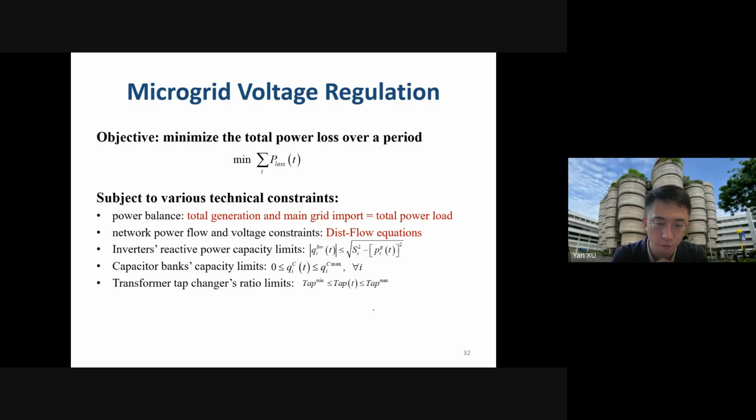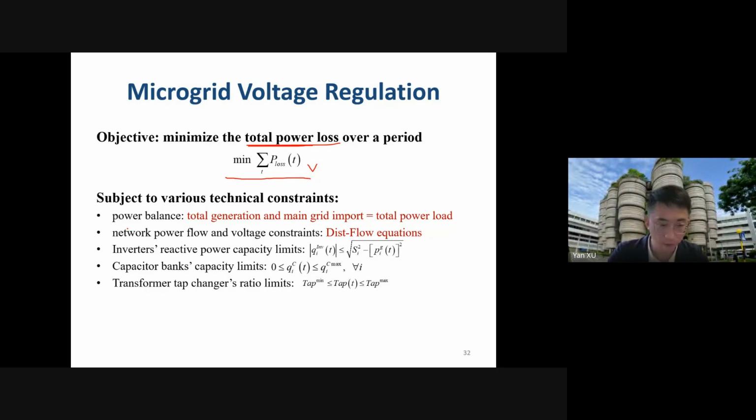But for voltage regulation, what will be our objective function? Certainly we can try to minimize the total voltage deviation, or we maximize the voltage performance. But in practice, sometimes we want to minimize the total power loss because the reactive power will cause power loss as well. By optimizing the reactive power output, we can minimize the total power loss in the network. So voltage regulation usually has this power loss objective function.